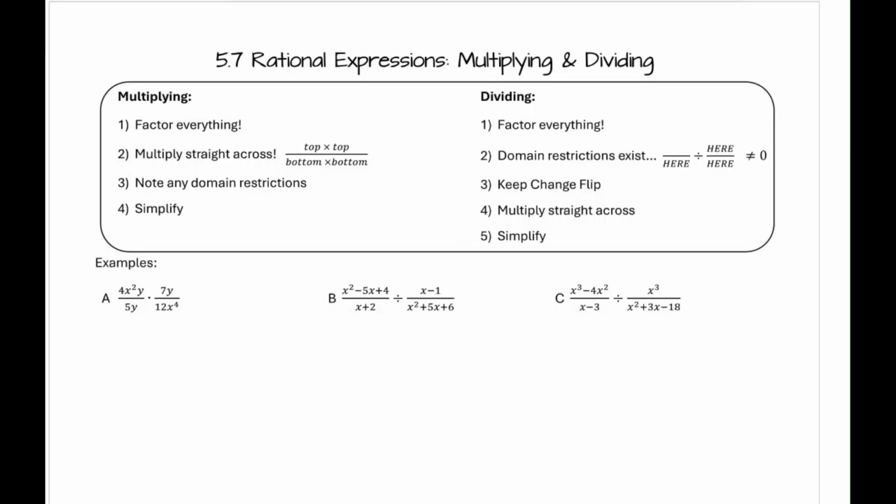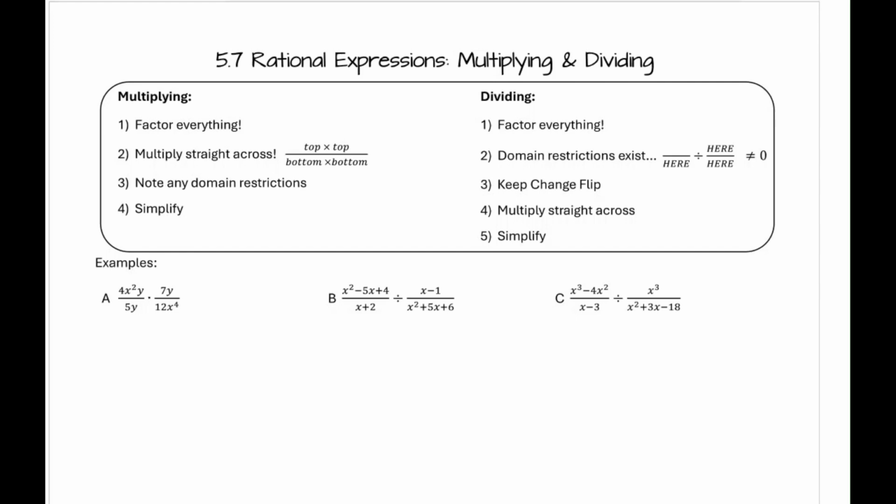Right, today we're going to be multiplying and dividing rational expressions. So let's just review what we know about multiplying and dividing fractions in general. For multiplying, you're just going to factor everything, all right? Multiplying fractions is no problem, top times top and bottom times bottom. So just multiply straight across, nothing about a butterfly, just top times top, bottom times bottom. Remember to note any domain restrictions that you might have, and then, of course, simplify.